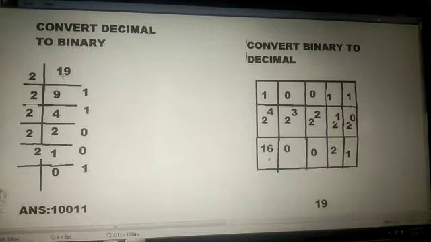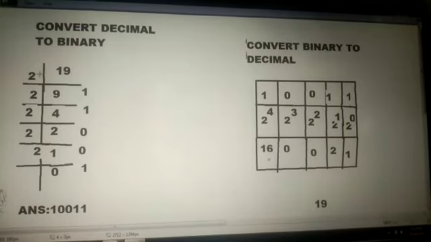Here the number is 19. What is my objective? I have to convert decimal to binary. So what is the base of the binary? 2. So I have written the 2 here. Now I am converting 19, which is my decimal number, to binary. So I will divide by 2.